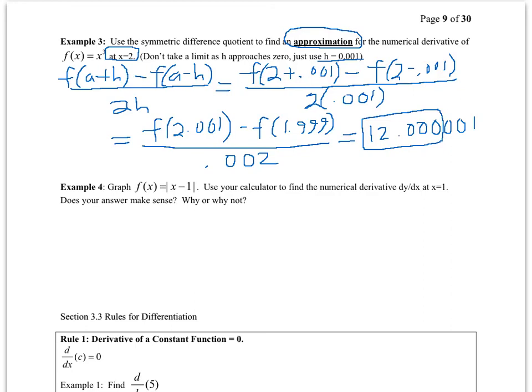For this next one, we're going to graph f of x equals the absolute value of x minus 1, and then we're going to use our calculator to find the numeric derivative dy dx at x equals 1. So I want you to go ahead and do this on your calculator and then answer the question: does your answer make sense? Why or why not?